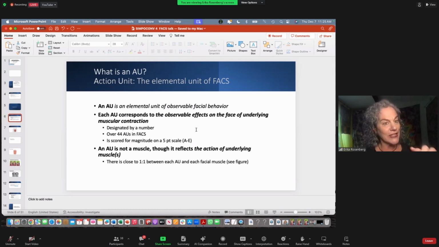But just to go back to some of the material I have here, every AU is designated by a number, and there are over 45 action units or AUs in FACS, and each AU is scored on a 5-point intensity scale to indicate how strongly it has acted. Is it a very tiny movement or is it a big movement? So AU is not a muscle, but it reflects the action of underlying muscles.